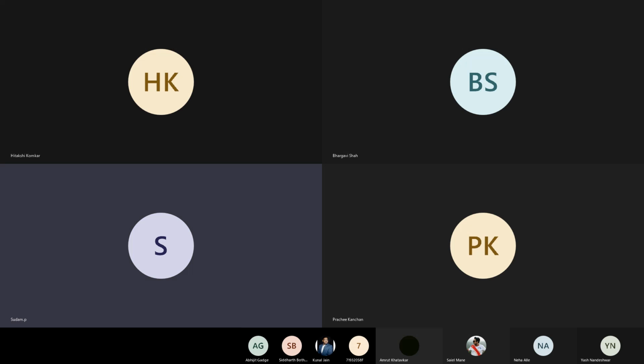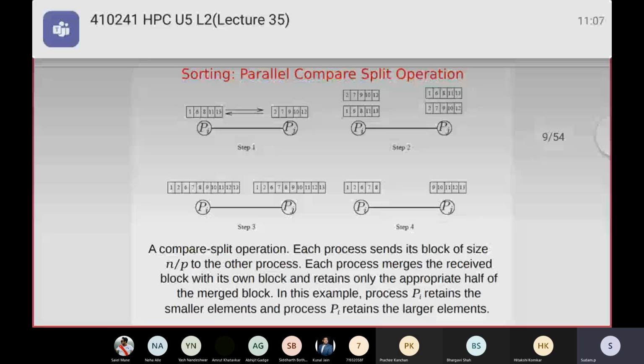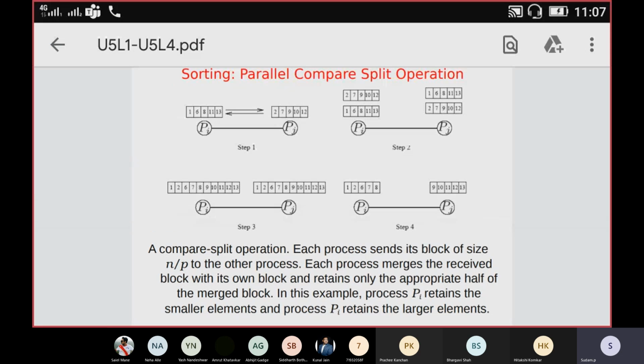Okay, in the last lecture we discussed sorting basics and the issues related to sorting algorithms. Those issues included where the input sequence will be stored and where the output sequence will be stored. Then we discussed that a sorting algorithm can be comparison based or non-comparison based. And then we discussed the lower bound on any comparison based sorting algorithm.